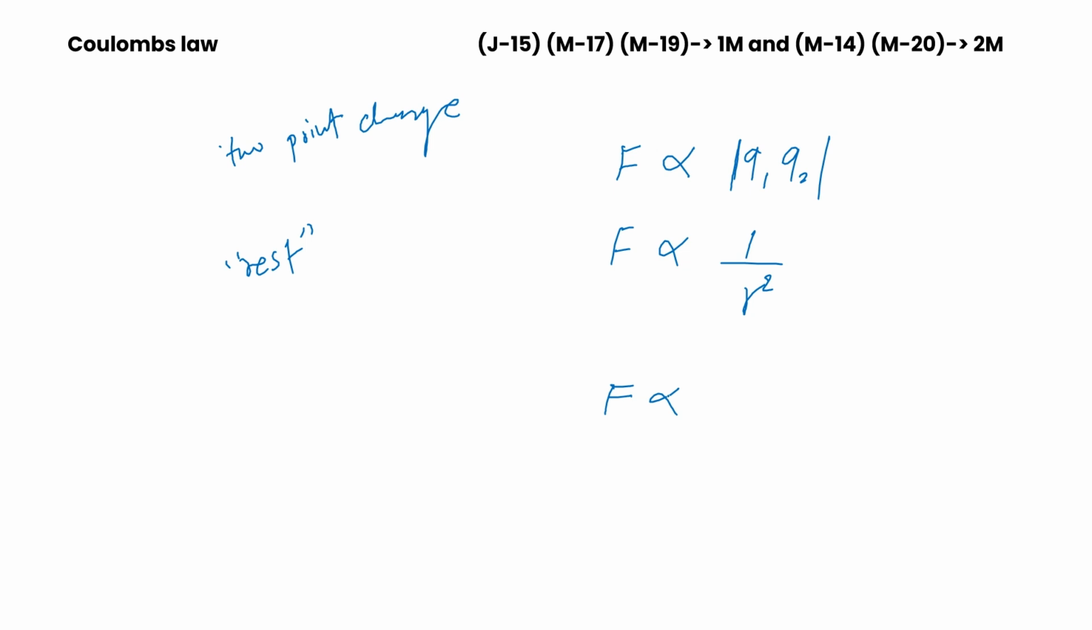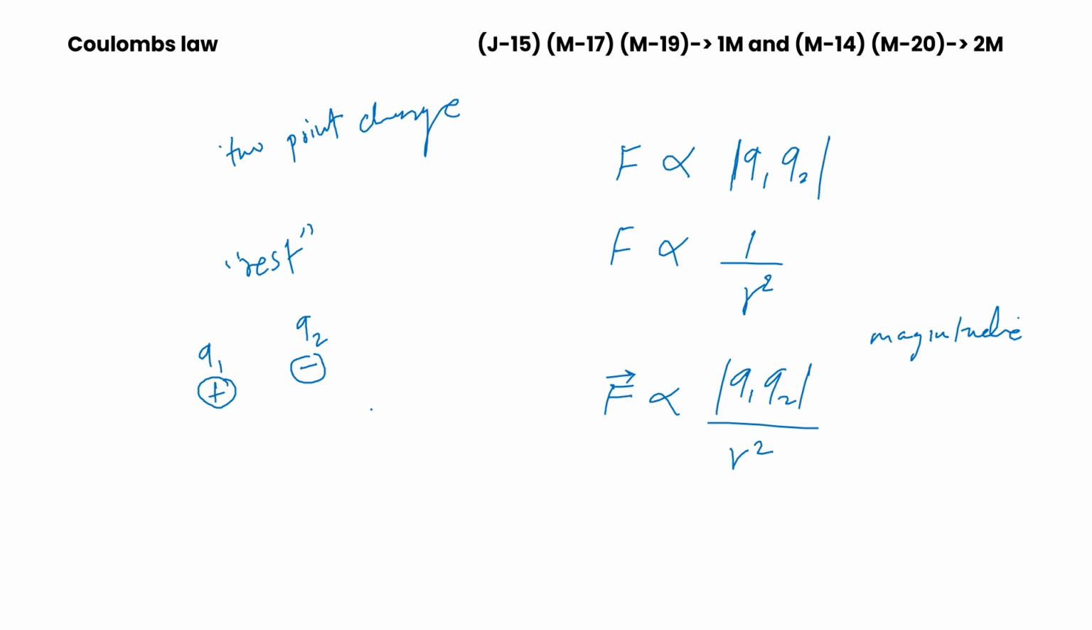Writing all together, we get this equation. Now, suppose there are two charges, q1 and another charge, which may be positive or negative. We will choose negative to explain this. The force between these two point charges is directly proportional to the product of the magnitudes. Why magnitude only? Because force is a vector quantity.